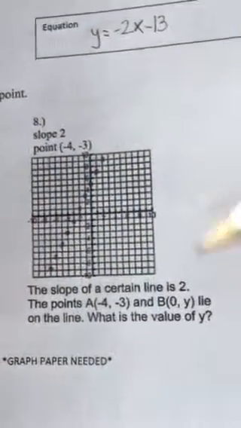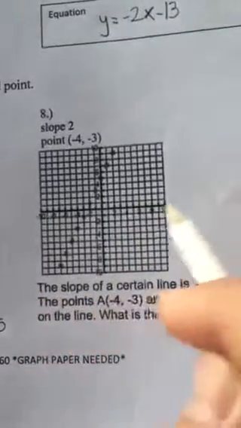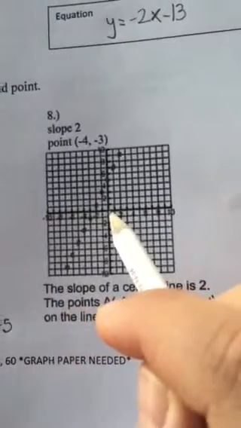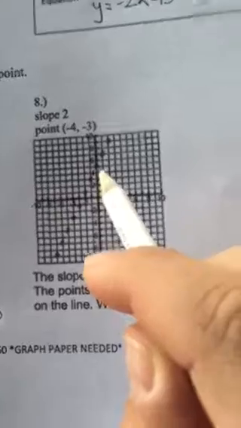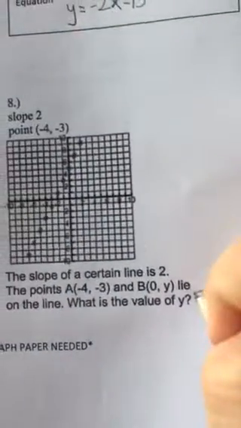And it wants to know the value of y when your x is 0. So here's my x-axis. And when x is 0, I can see that my y value is 5. So the value of y in this case would be 5.